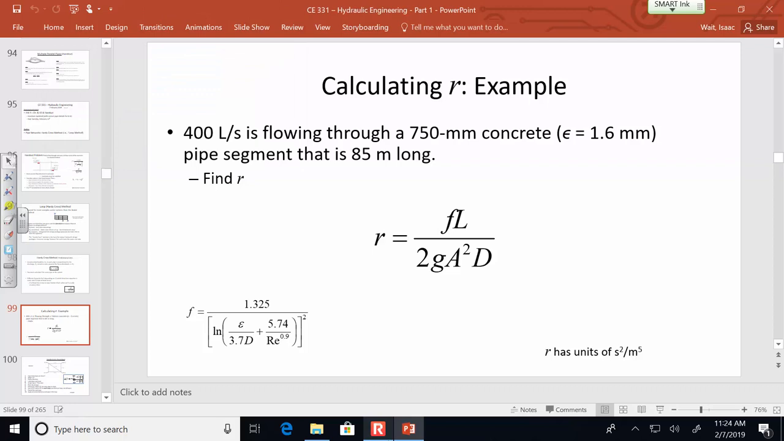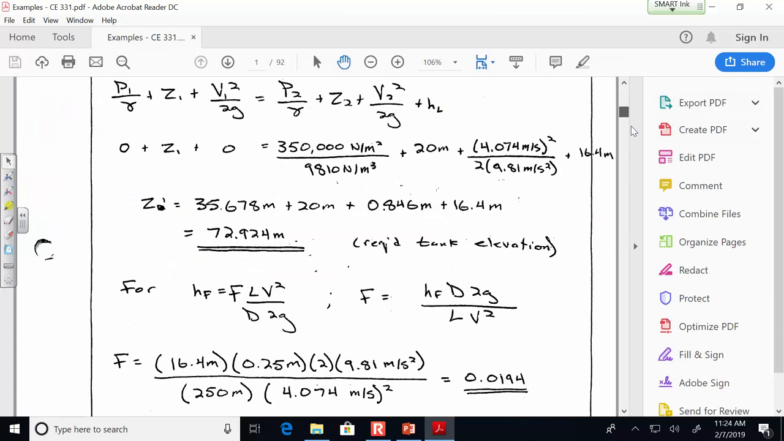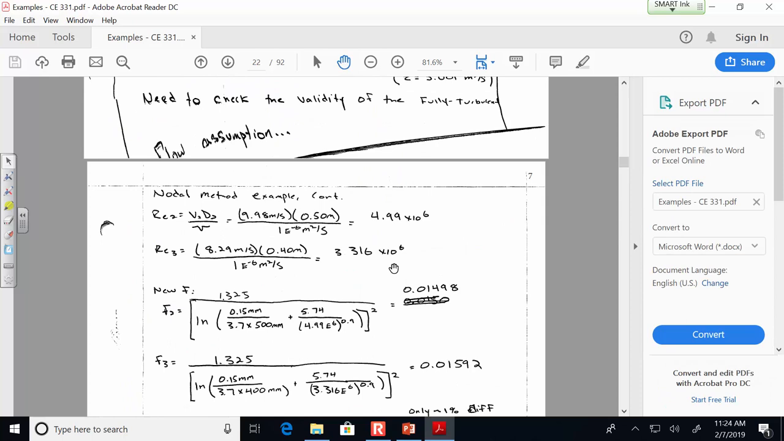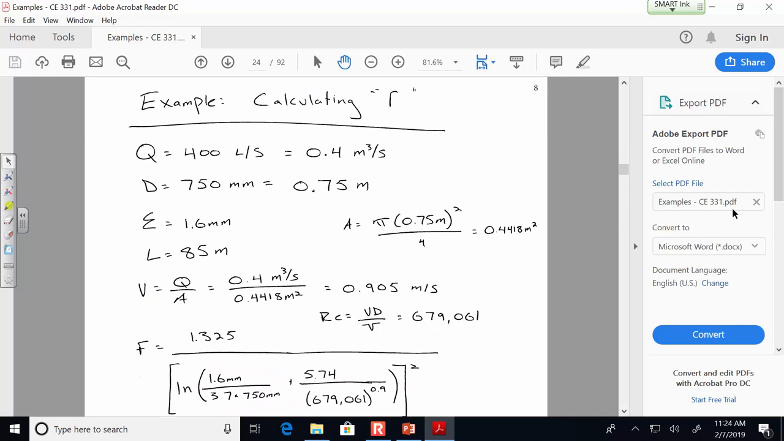Let me pull up the solution and make sure that we all followed the same idea. Where is that? All right.